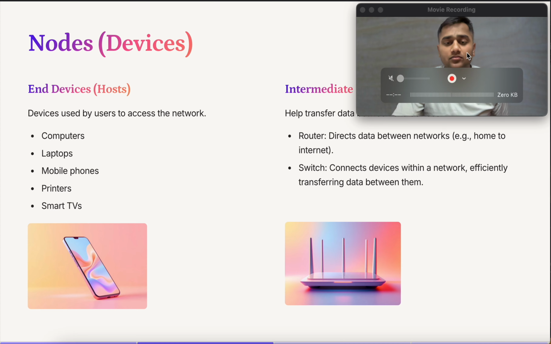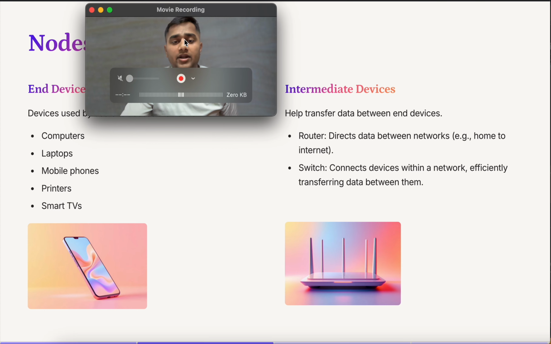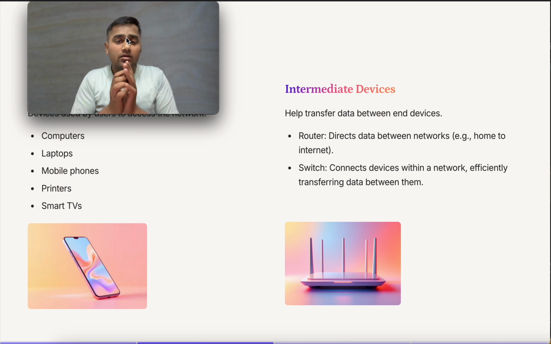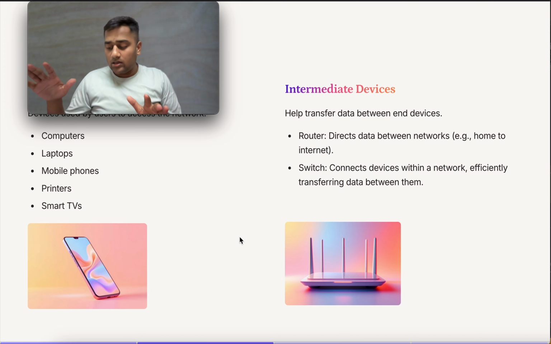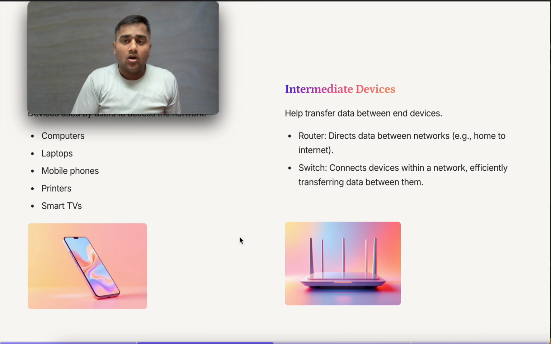Second one is intermediate devices. Intermediate devices are the devices which are not actively sending or receiving the data, but they are just helping the data to transfer. They are there to just forward the data. For example, you are calling someone or chatting with someone on WhatsApp.